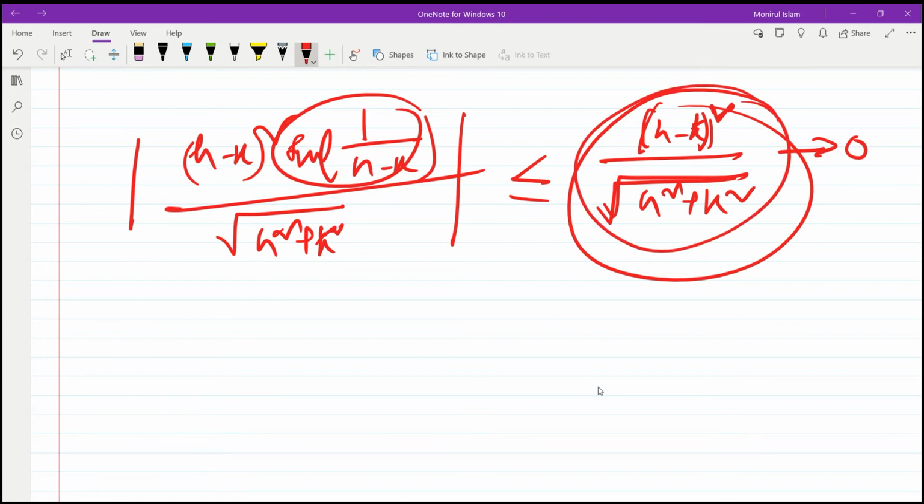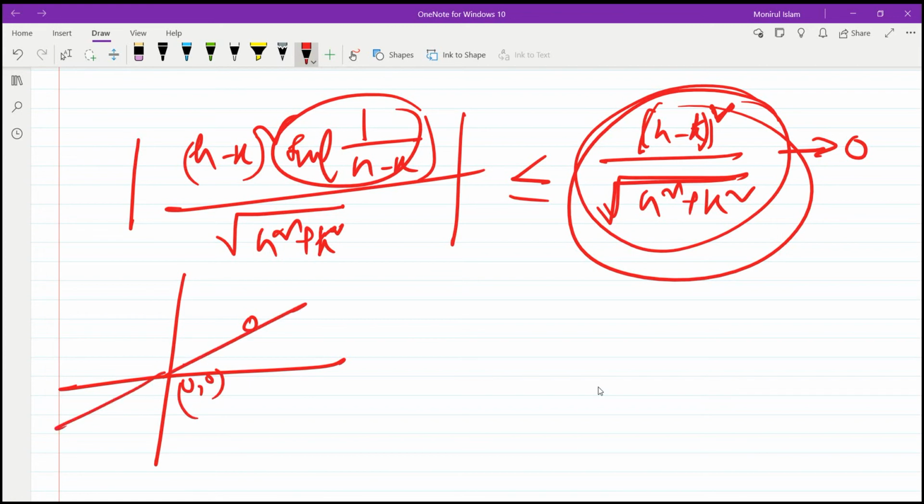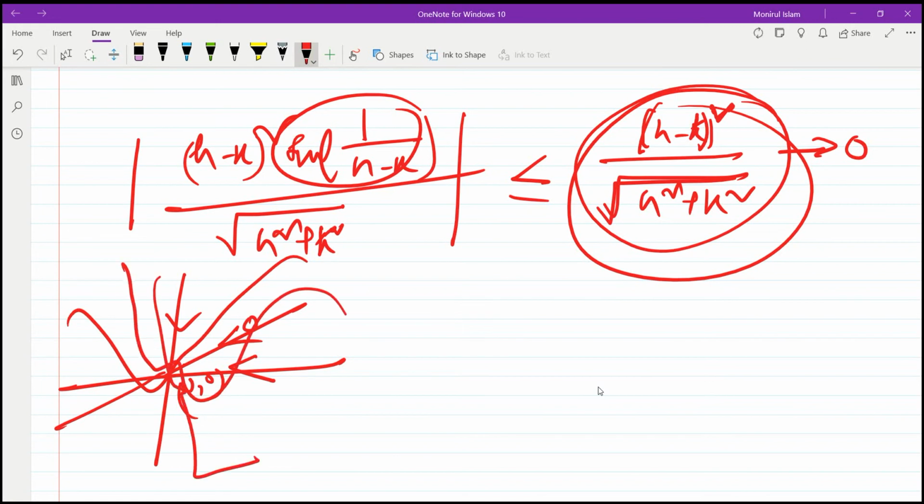Because in two variables, if we approach (0, 0), you can approach along any path. You can approach along this line, this line, this line, or along a curve. Many paths are possible, and we know that if a limit exists, it will be unique. So try to go to (0, 0) through this straight line path.